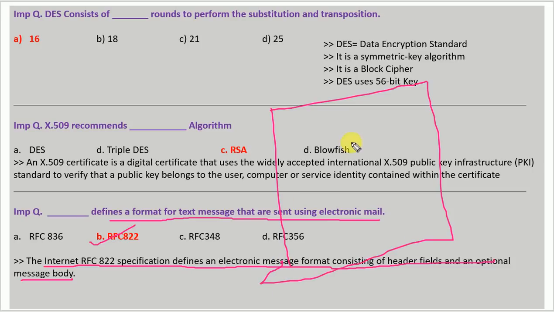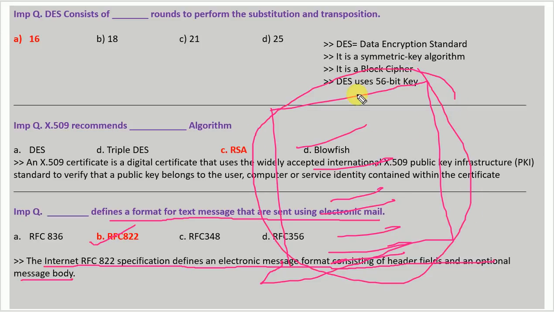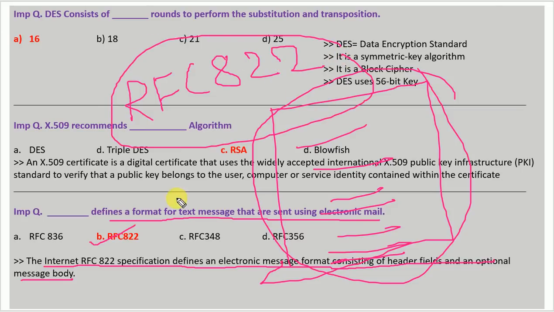What will be the header field? What will be the optional component? What will be the message body part? So the whole mail format is described under which protocol, or you can say specification? It comes under RFC 822. You have to remember that for any mail related format, all the things you will find under RFC 822. Okay, so RFC 836 will not be there, RFC 348 will not be there, RFC 356 will not be there. So the correct option will be RFC 822.